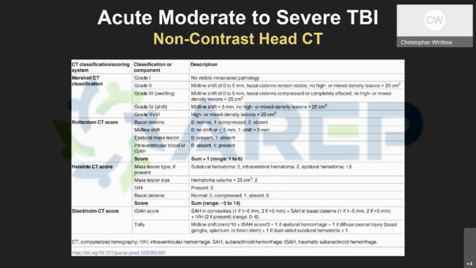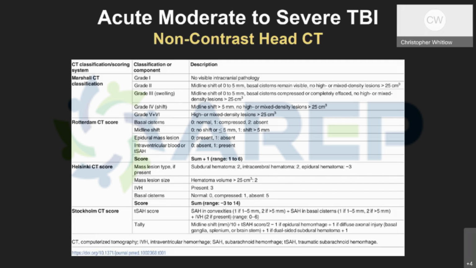And there are numerous non-contrast CT clinical algorithms to predict clinical outcomes associated with moderate to severe TBI, which incorporate non-contrast CT findings as a major factor. Some of these include the Marshall CT classification, Rotterdam CT score, Helsinki CT score, and the Stockholm CT score. The Marshall score has a few important limitations, like dealing with multiple injury types, and that it's not a linear score, which can make it a bit difficult to use as a scale for severity.